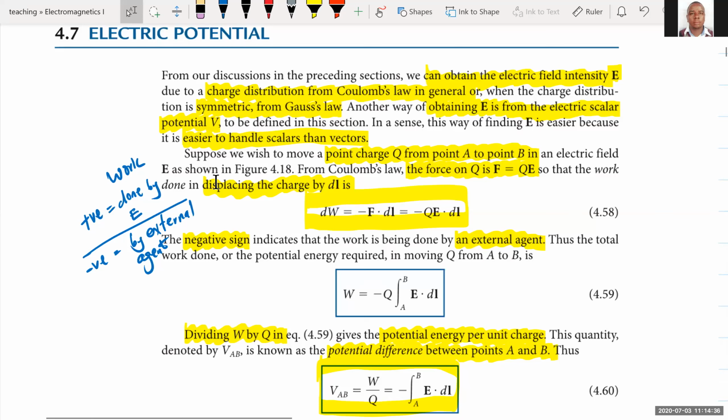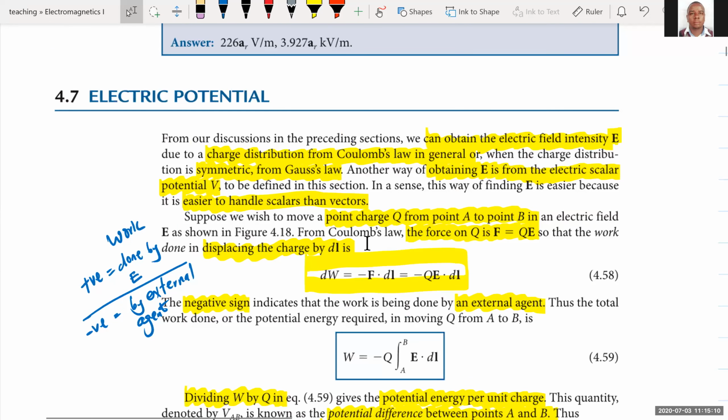Okay, so let me just write that for the sake of this. From Coulomb's law, we know that the force on Q is given by QE, so that the work done in displacing the charge by the elemental length dl is given by minus F dot dl. And I guess that is something we have already seen.